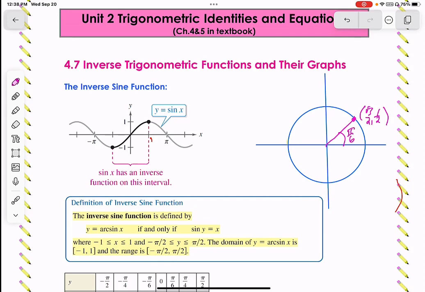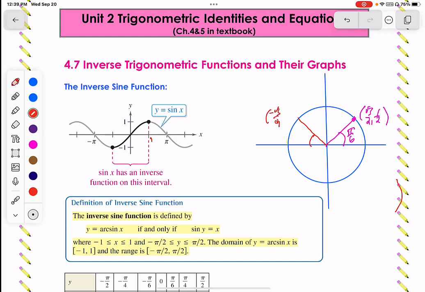But what if I asked you, what angle has the sine of 1/2? What would you tell me? Well, it could be a little confusing because not only does pi over 6 have a sine of 1/2, the angle 5 pi over 6 also has a sine of 1/2. So tell me, which one is it? Is it pi over 6 or is it 5 pi over 6? Well, there's no way to really know because it could be either one.